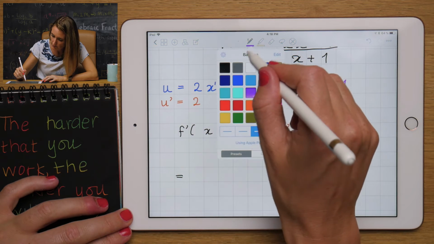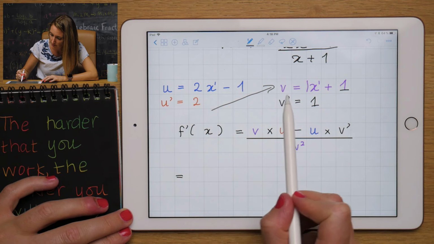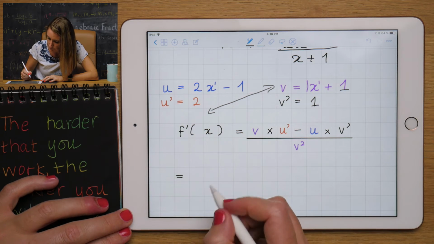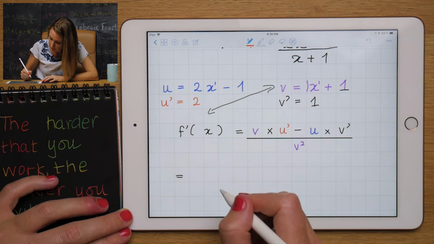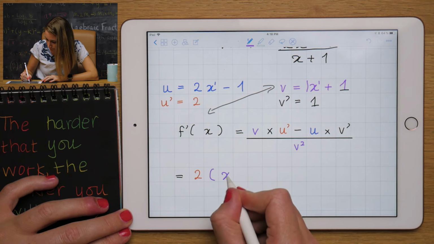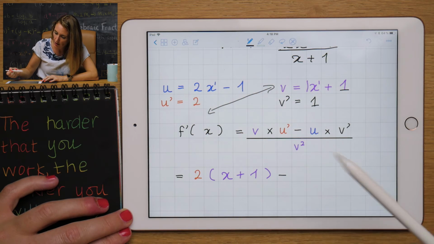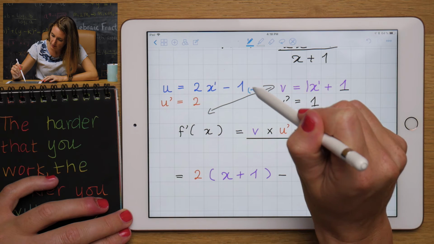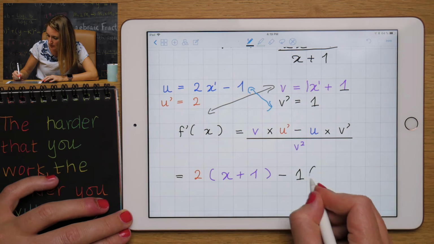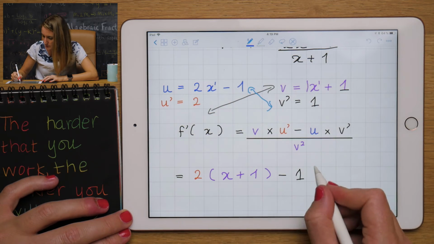I think sometimes it's easier to remember it's this way, because it's v times with u dash. So this one goes first, and that's important. So the 2 gets times with the x plus 1. Then we put a big minus sign, and then we go the other way. These two together next. So the v dash, it's going to be 1 times by u, which is 2x minus 1.